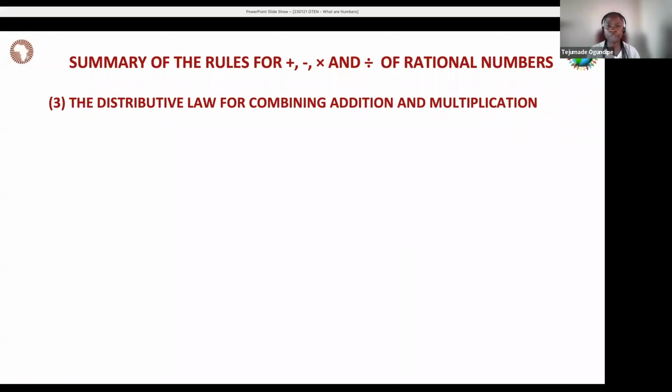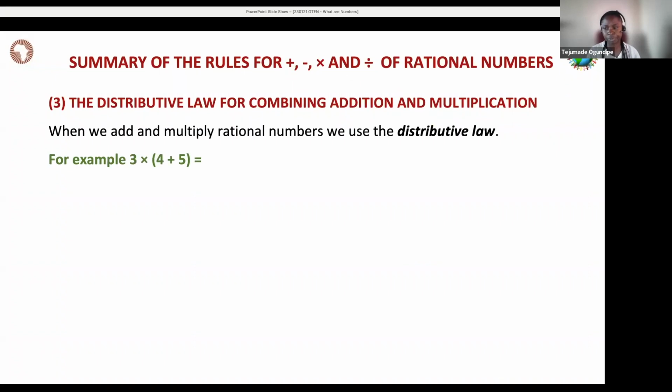rule number 3 talks about the distributive law for combining addition and multiplication. Now, when we add and multiply rational numbers, we use the distributive law. So let's look at this. For example, 3 times, when you have 4 and 5 in the bracket, so you add 4 plus 5. Okay, what is it going to be?